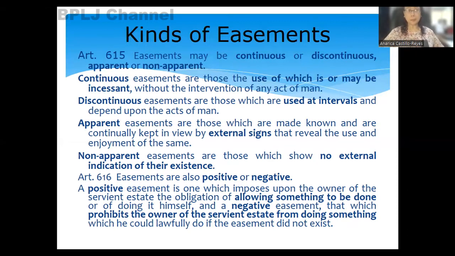Easements may also be positive or negative. A positive easement is one which imposes upon the owner of the servient estate the obligation of allowing something to be done or of doing it himself. And a negative easement, on the other hand, is that which prohibits the owner of the servient estate from doing something which he could lawfully do if the easement did not exist.